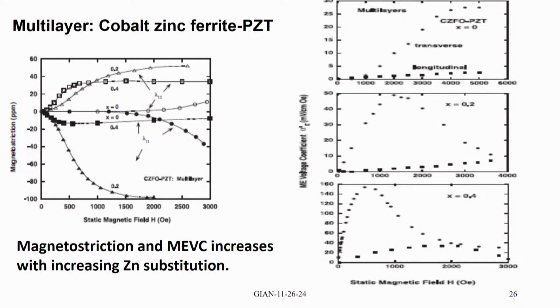These are the values for the multilayers of cobalt zinc ferrite with different zinc substitution. The top one is for pure cobalt ferrite, and the middle is for 20% zinc, then 40% zinc. As you put more zinc into the cobalt ferrite, the piezomagnetic coefficient tends to increase. That is what you see here. The maximum value for 0.4 zinc is around 160 compared to 50 for 0.2, and even lower for pure cobalt ferrite.